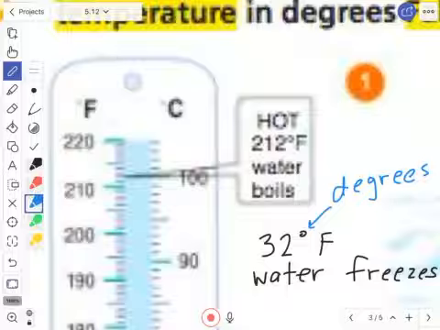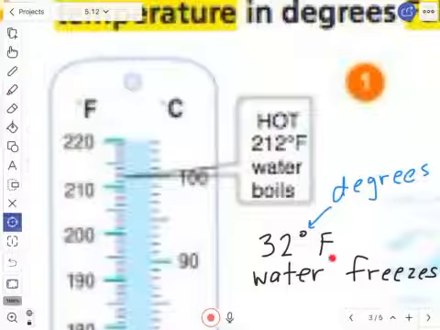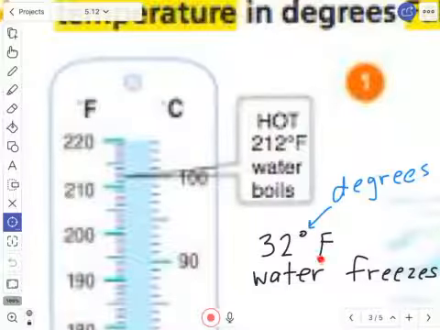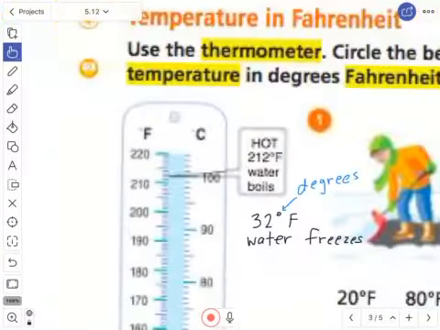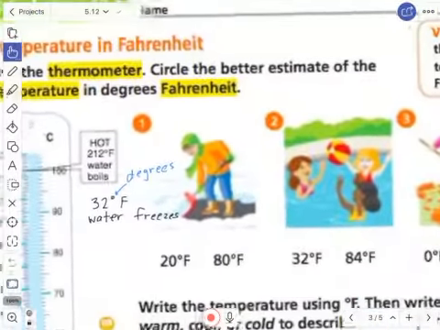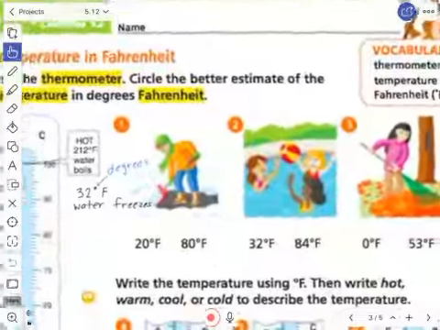Just like if you're measuring how long something is, you might measure in inches or centimeters or meters or yards. With temperature, you measure in degrees. And then the F and the C: F is for Fahrenheit, that's for the United States. C is for Celsius, that's for basically everywhere else besides the United States. Okay, now we can go to number 1, 2, and 3 here.